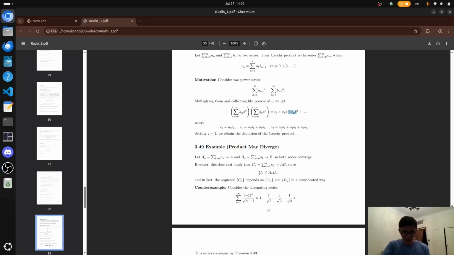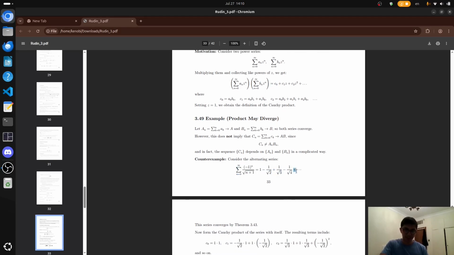And like I said, it's not necessarily going to be equal to the same thing as the individual products, unless it's infinite. So an example is that the product might diverge when you multiply it together, even though the two series that you're multiplying converge, to show that it's different from actual multiplication.